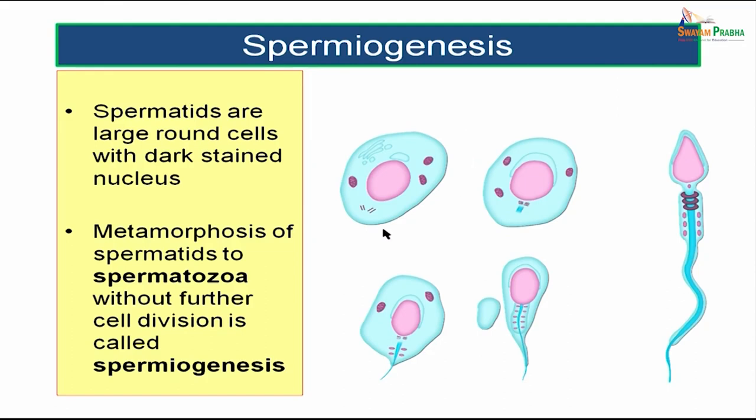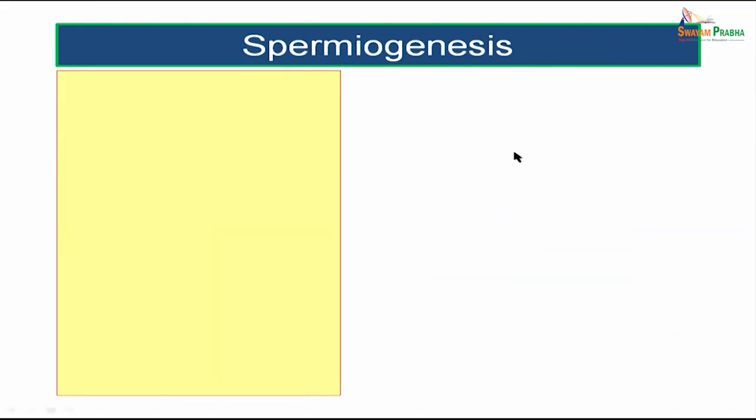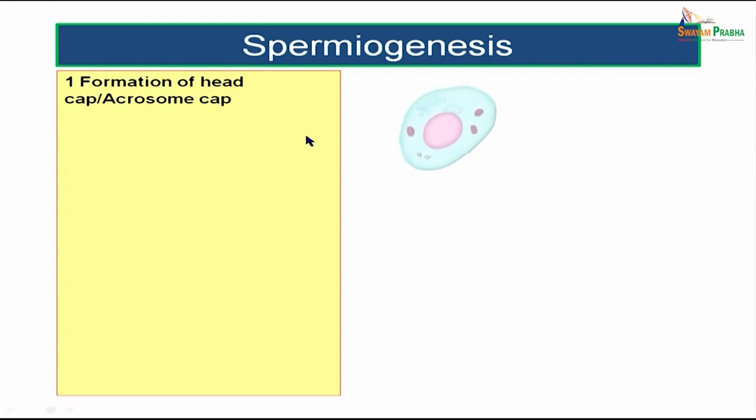We have the spermatids like this, larger cells with round nucleus, dark stained nucleus, which will be actually getting converted or metamorphosed to form the final sperm. This is our sperm, the final stage. So, what are the events happening during spermiogenesis? The first one is there will be a formation of head cap or acrosome cap.